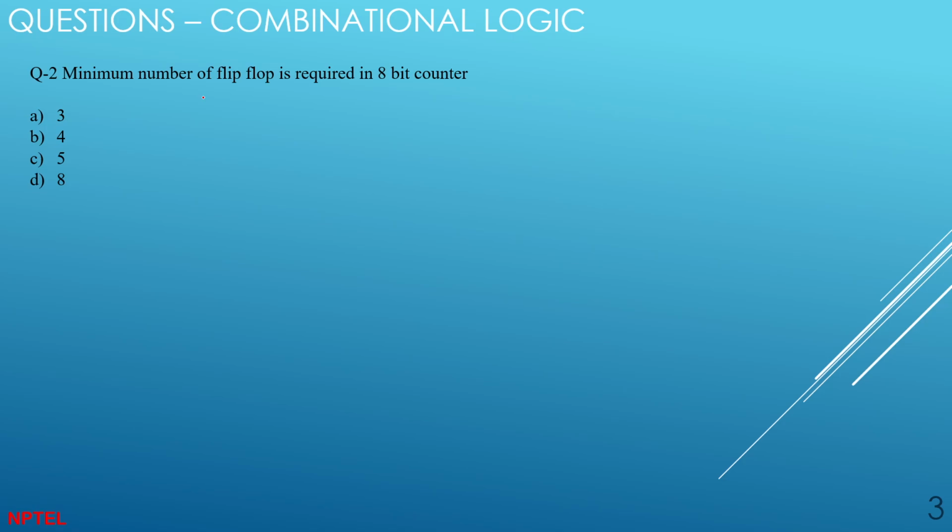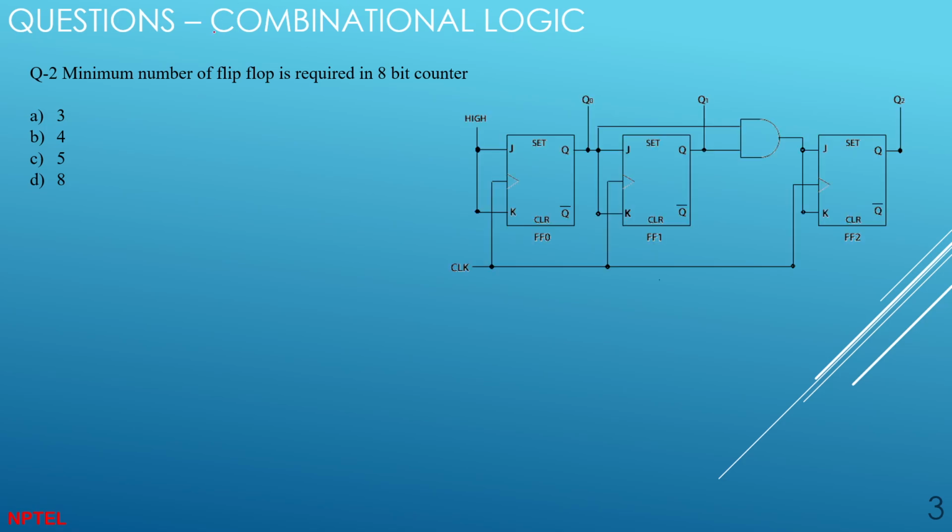This is the minimum number of flip flops required in an 8-bit counter. So what is the minimum number of flip flops? I think Professor Gandhi has told you what a flip flop is. A flip flop is something where you can store, right? So it's like a 1-bit register. This is what a flip flop looks like. This is one flip flop. This is another flip flop.